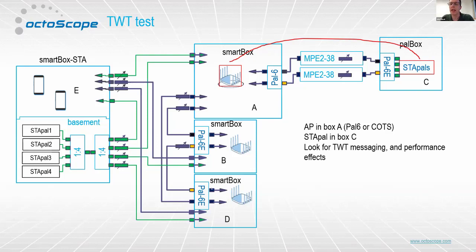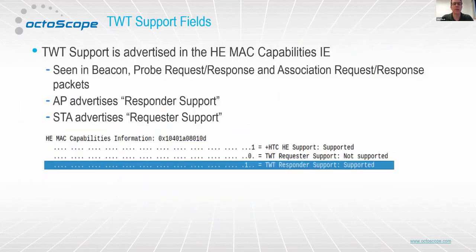So we have a Linux-based Stay Pal there we're using as a sniffer, and a Windows-based station will be our TWT client. And we'll be running traffic from an Ethernet interface in box A through the AP located there. The first thing that we want to check is to find out about devices that support TWT.